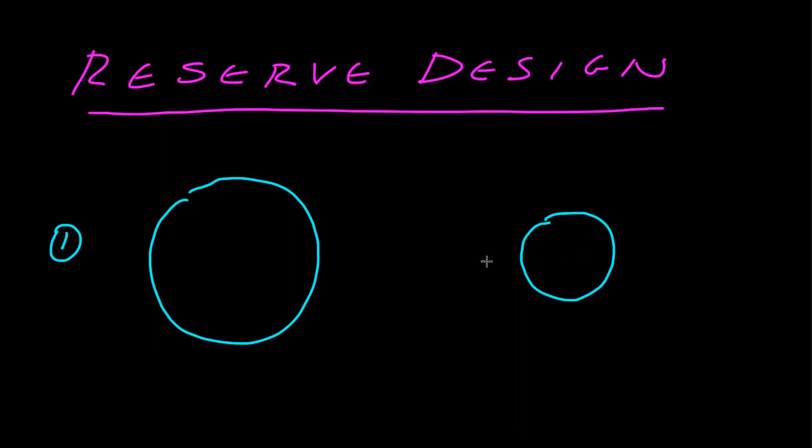So let's look at this first factor here. You've got two possible reserves, one on the left and one on the right. The one on the left is obviously quite large, and the one on the right is quite small. So which of these two options do you suppose might be better for our snow leopard population? Well, most people would probably say the large reserve, right? The bigger one's probably better. Now, why would that be?